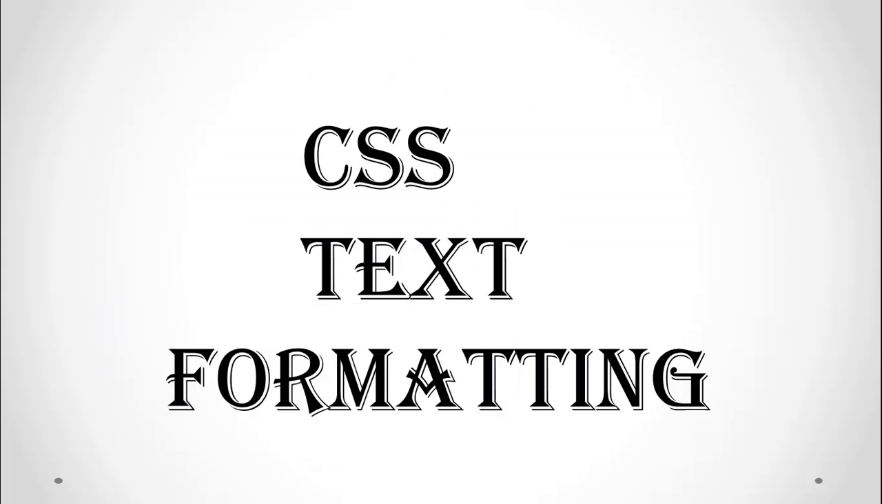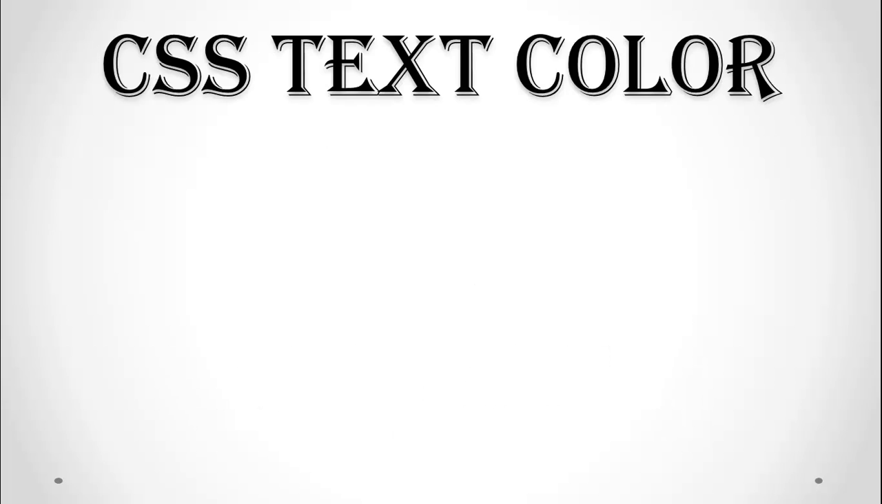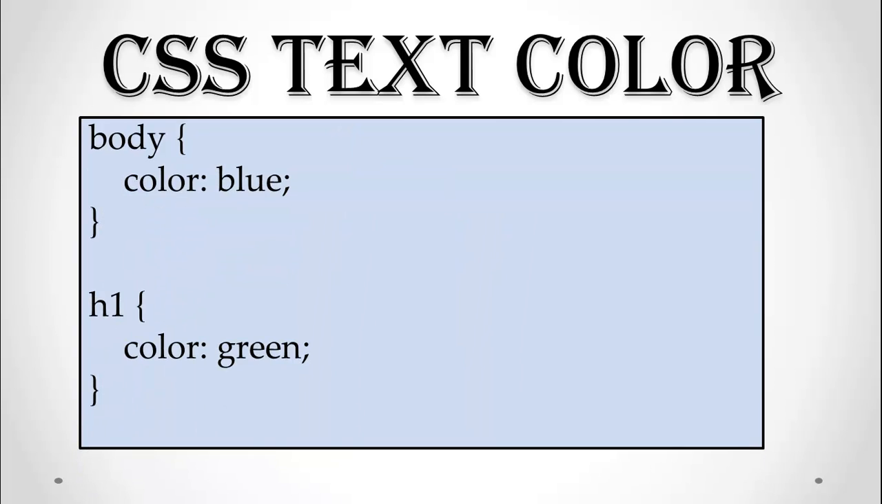Now CSS text formatting. This text is styled with some of the text formatting properties. The heading uses the text align, text transform, and color properties. The paragraph is indented, aligned, and the space between the characters is specified. Now, the very first is CSS text color. The color property is used to define the color of the text. Here, the color is blue and the color is green.